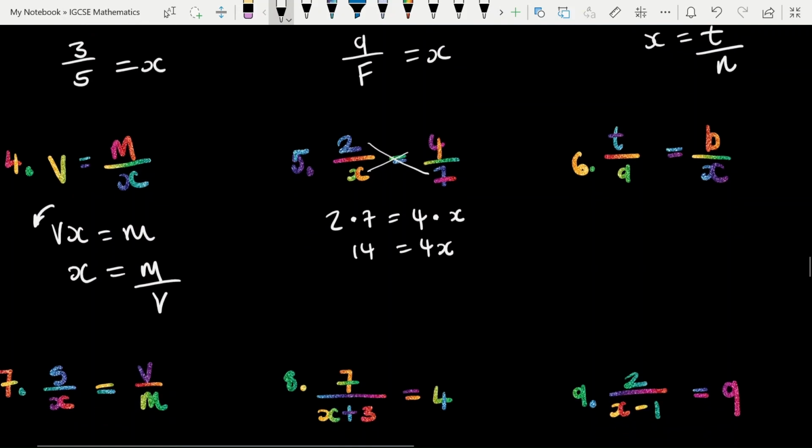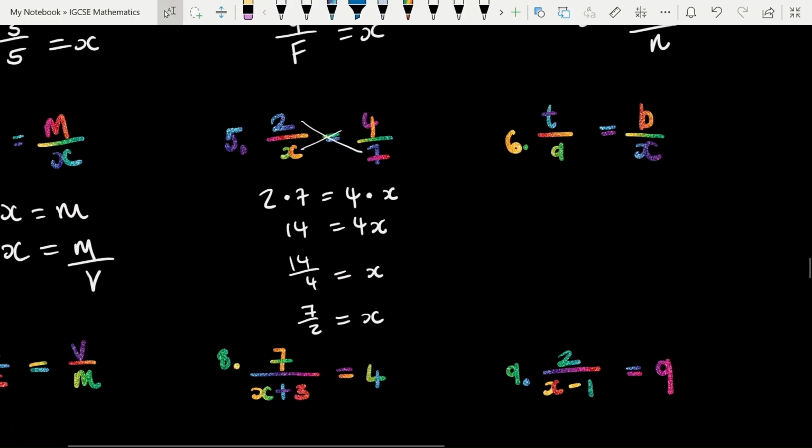Now to make x the subject, I take 4 to the other side. 14 over 4 is equal to x. Then I can reduce it to lowest terms by dividing both by 2. It's going to be 7 over 2 is equal to x. And that's my final solution.